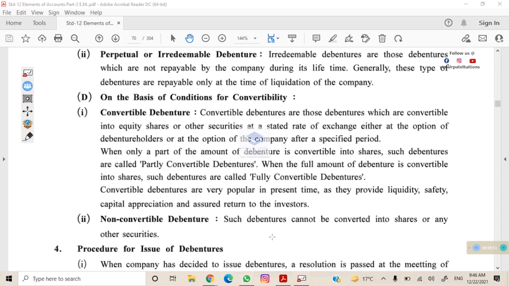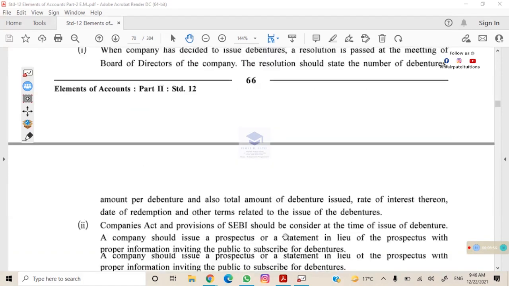Non-convertible debenture. Such debenture cannot be converted into equity share or in any other security.